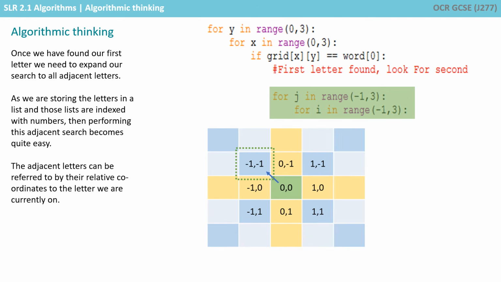So you can see that if we're going to check the letter that is diagonally up to the left of the one that we're looking for, then it would have the relative coordinates of -1 and -1 from our original position. So in both the X and Y, we need to check all the numbers from -1 to 1. That's -1, 0 and 1. For both the X and Y, we need to add these offsets to our original X and Y positions.